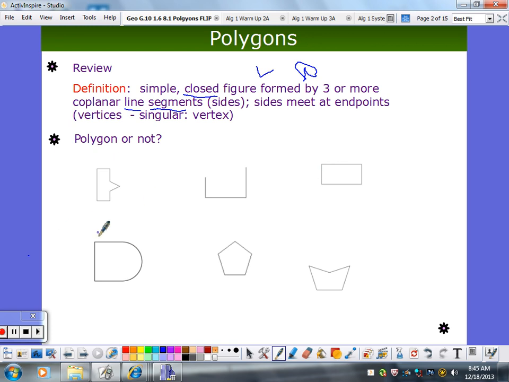Polygon? No. Well, this is a closed figure. Why isn't this one a polygon? What's wrong with it? Curve. Yeah, it's got a curve. They have to be made up of line segments. Polygon? Yes. Polygon. Yes. Good. All right. So that's not so bad.